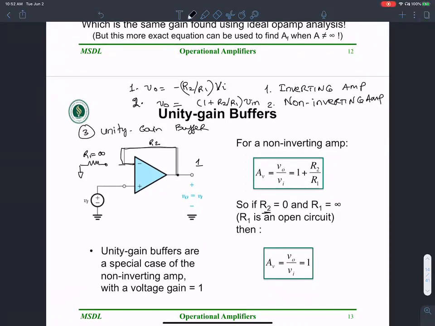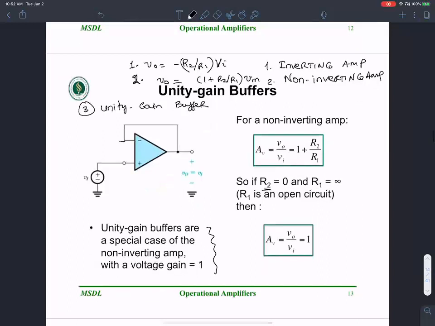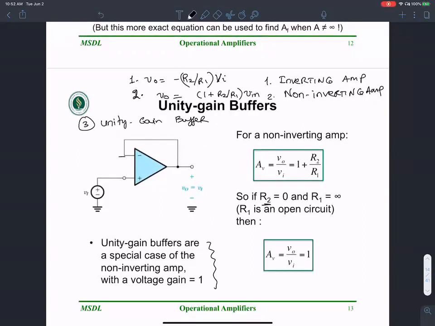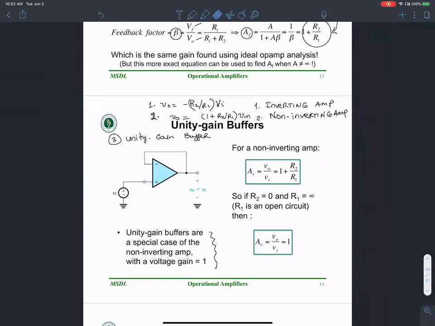Whatever is applied as the input will show up as the output. So this is unity gain. A unity gain buffer is a special case of the non-inverting amplifier with a voltage gain of 1. If R2 is 0 and R1 is infinity, R1 is an open circuit. So it's a unity gain buffer. There are applications where we need to use amplifiers with just a gain of 1. One of those we saw in the previous class, where we had to match impedances. So, unity gain buffer.